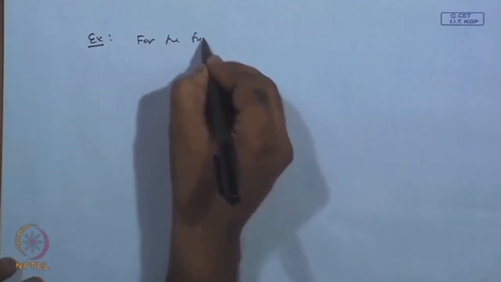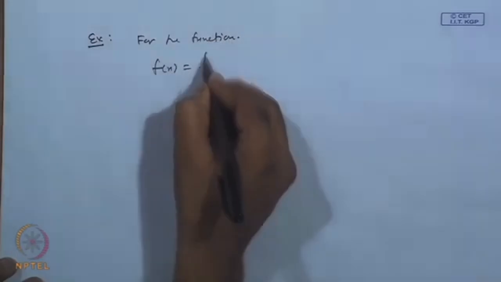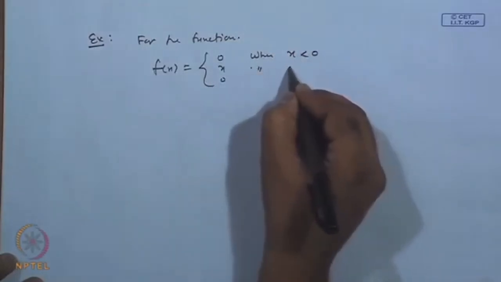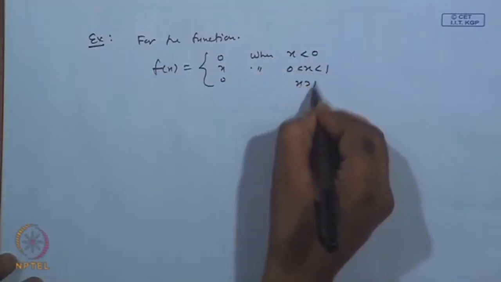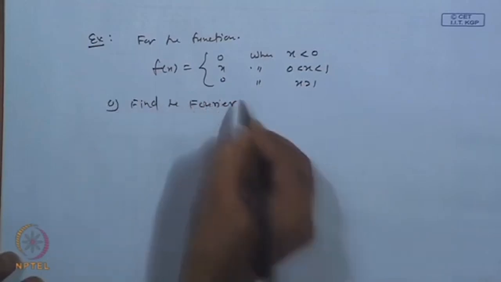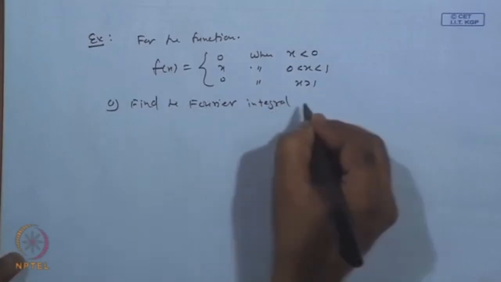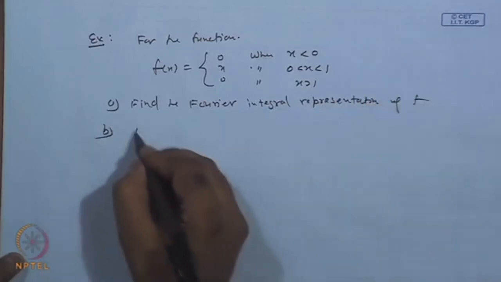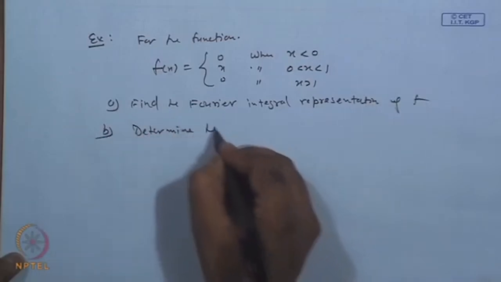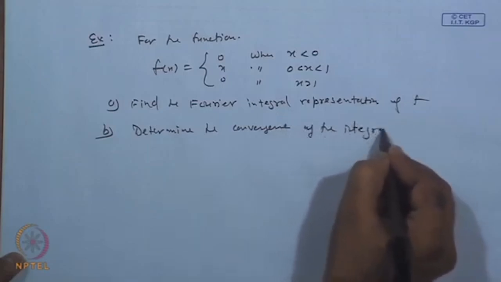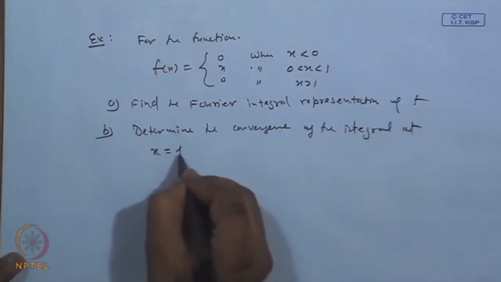Now, we go for the example. For the function f(x), we have f(x) equal to 0 when x is negative, x when x is between 0 and 1, and 0 when x is greater than 1. So, find the Fourier integral representation of f, and then determine the convergence of the integral at x equal to 1.